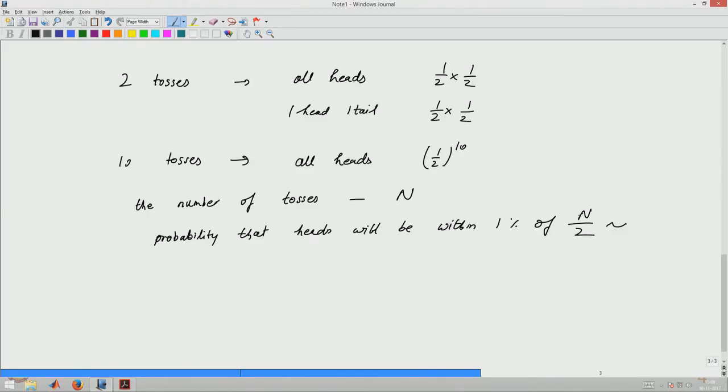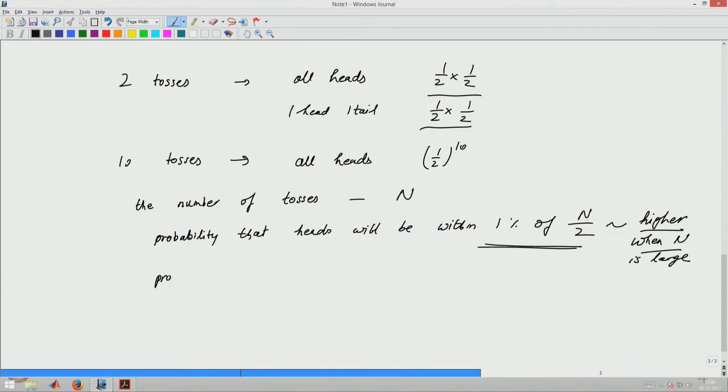This probability is going to be higher and higher when n is larger. We saw that this probability is quite significant, but it is not equivalent to obtaining exactly equal heads and tails, but as we go on we will see that the probability that we are within 1% of n by 2 will be higher and higher.